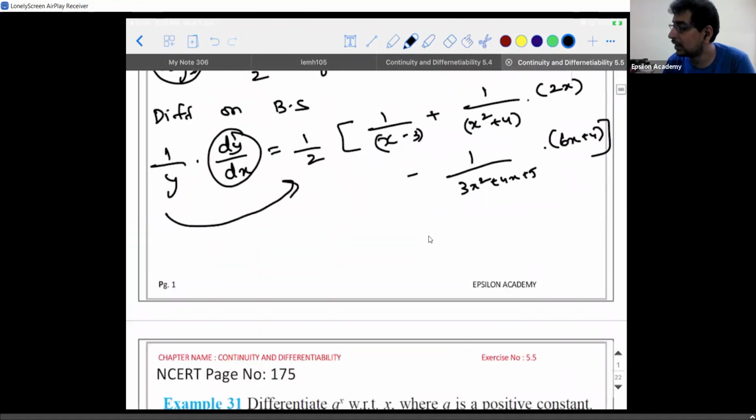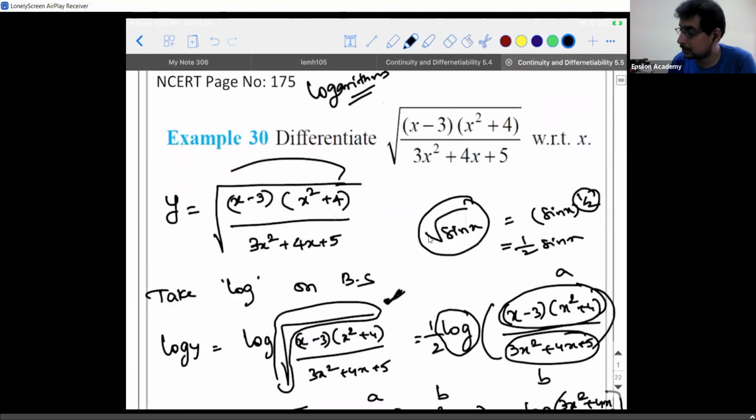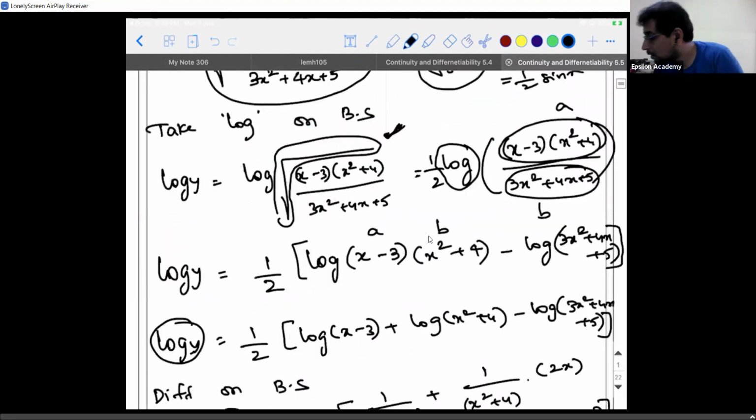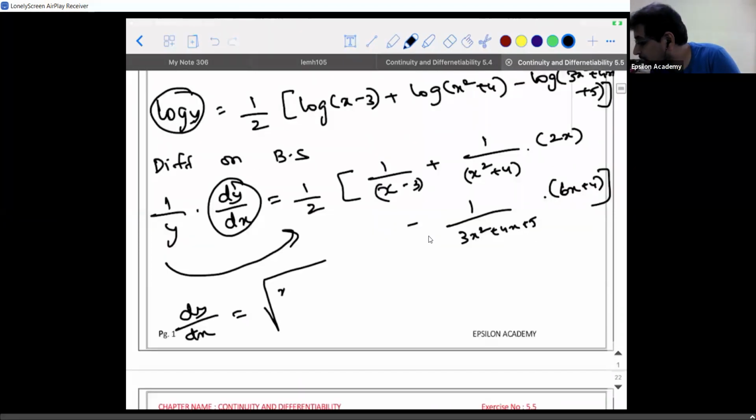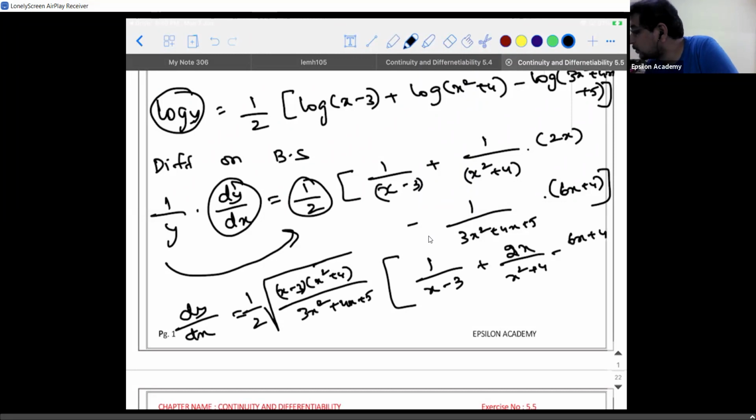Okay, so we need only dy by dx. Take the y to the other side. dy by dx is equal to y by 2. But what is y? y is nothing but this whole thing: root of x minus 3 into x square plus 4, the whole divided by 3x square plus 4x plus 5. And you have a 2 here. The whole thing multiplied with 1 by x minus 3 plus 2x by x square plus 4 minus 6x plus 4 by 3x square plus 4x plus 5.